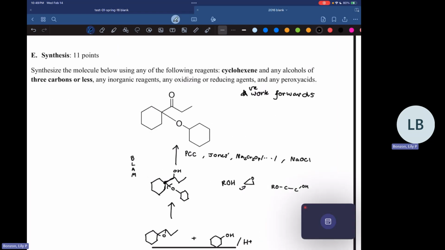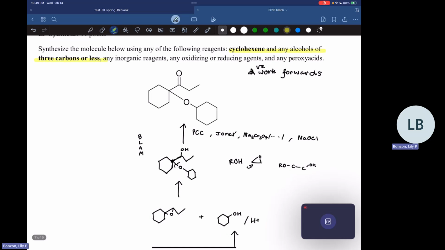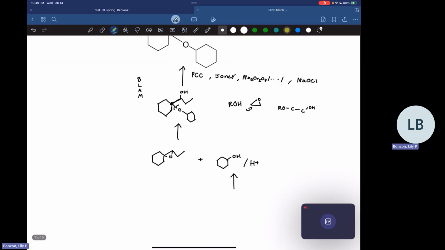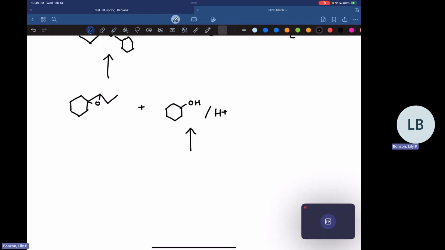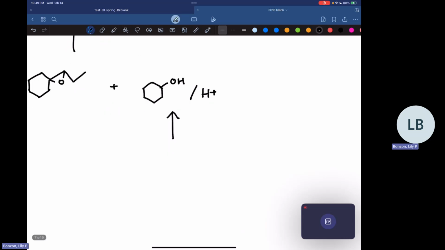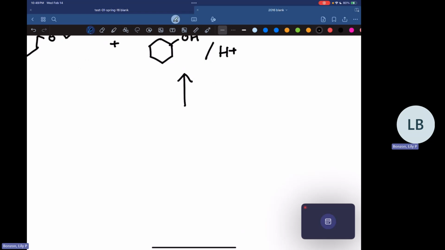Also, I probably should have gone over this at the beginning. I apologize. Make sure you are reading your approved reagents. We've got cyclohexene, alcohols of 3 carbons or less, and anything else that we might need. Sometimes you'll have cyclohexanol, sometimes you'll have cyclohexene. Always make sure to read your instructions carefully. But unfortunately, this cyclohexanol, we still have to work back a little bit.